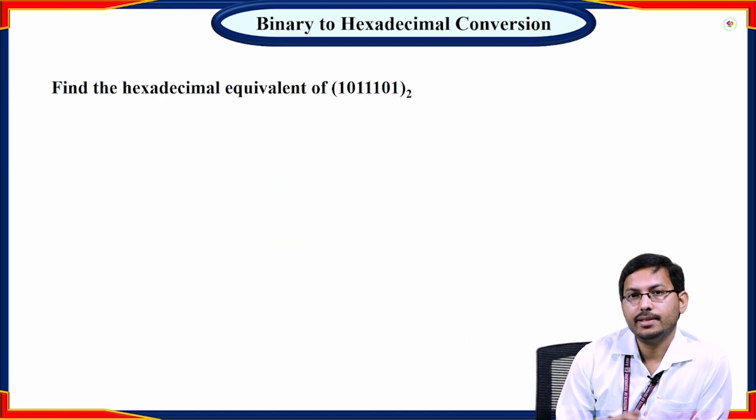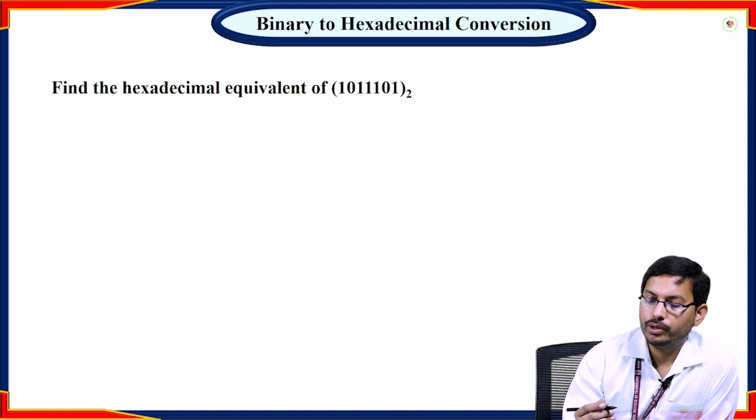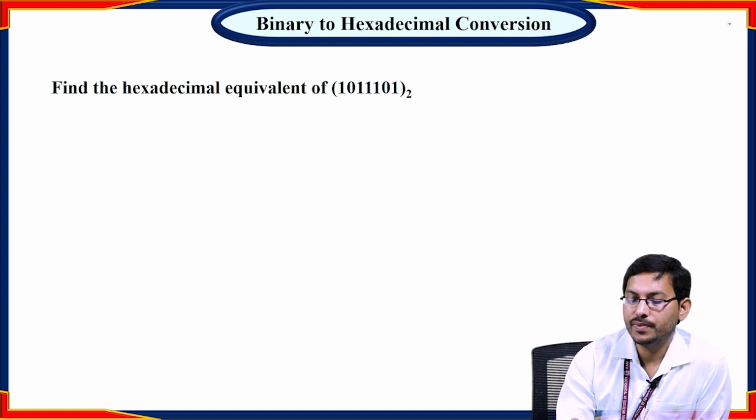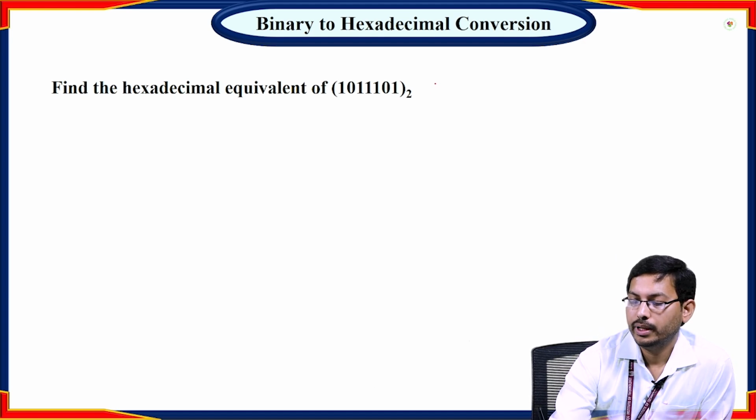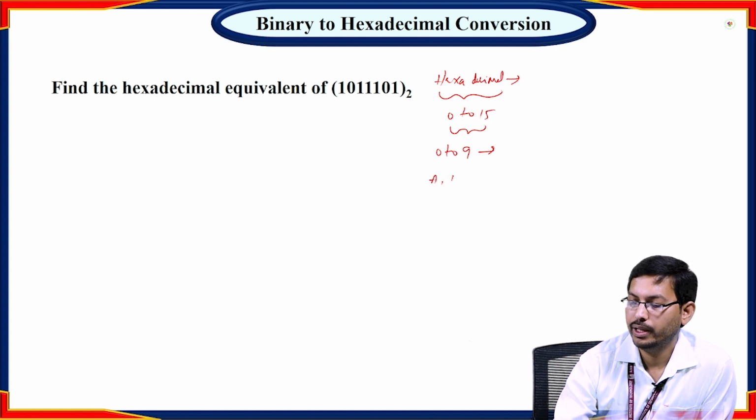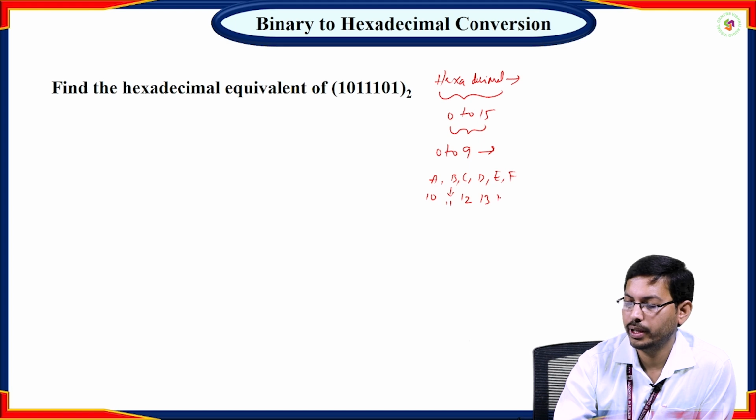Next, coming to the next number conversion, that is binary number system to hexadecimal number system. As I already told you, in the hexadecimal number system we use digits 0 to 15, but in 0 to 15 we use only 0 to 9 as numbers. From 10 to 15 we use A, B, C, D, E, F. This is 10 and B is equivalent to 11, 12, 13, 14, 15.